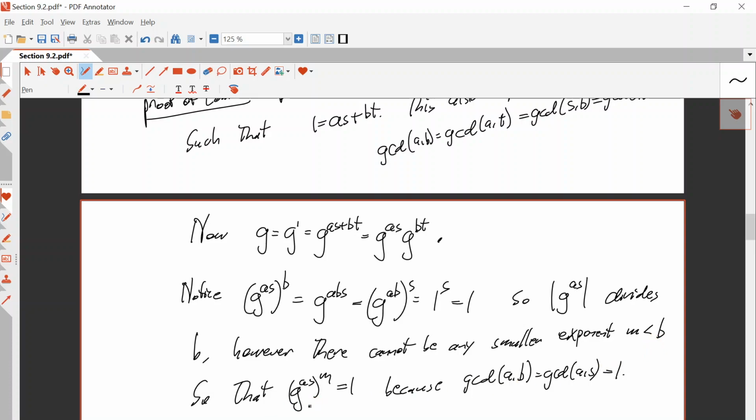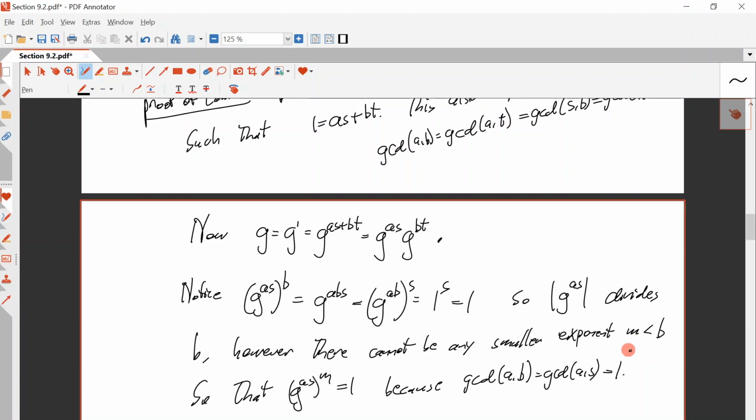So that G to the AS to the M is equal to 1. Well, why is that? Because the order of G is A times B, right? So any exponent that you raise G to that's going to be equal to 1 has to have all the prime factors of A and B included. All the prime factors of A and B have to be included for a power of G to be equal to 1. Right? But none of the prime factors of B are in A because they're relatively prime. None of the prime factors of B are in S because they're relatively prime. And M is less than B, so it doesn't have all the prime factors of B. Could have some, but not all.